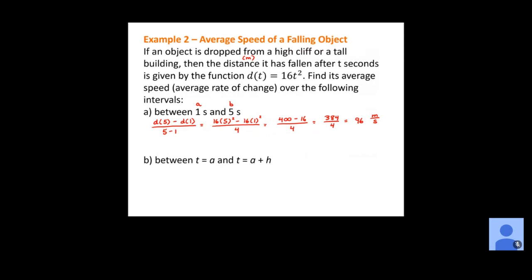So whenever you're dealing with speed, it's going to be a distance over a time. They tell us here that our time is measured in seconds. We had 1 second and 5 seconds. And then our distance this time should be in meters. So 96 meters per second would be our speed.